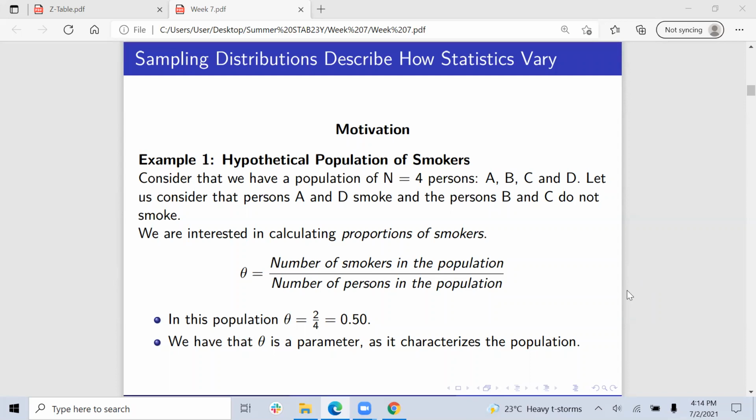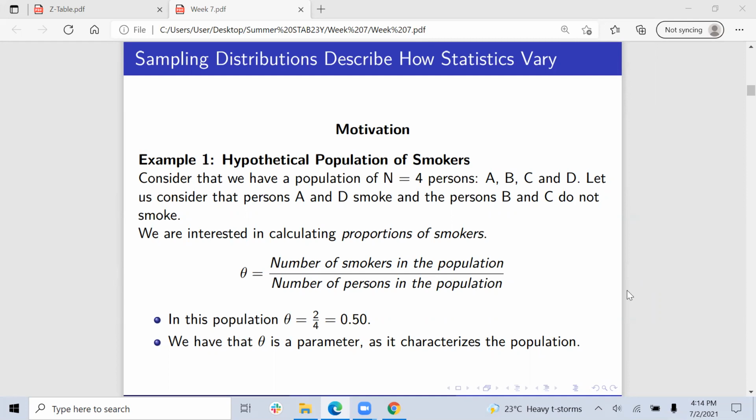So if theta is the actual thing you want to estimate, and you take different samples of size little n, how does that change the estimator itself? That's what I really want to elucidate when I talk about sampling distributions. So I'm going to talk about those things, right?